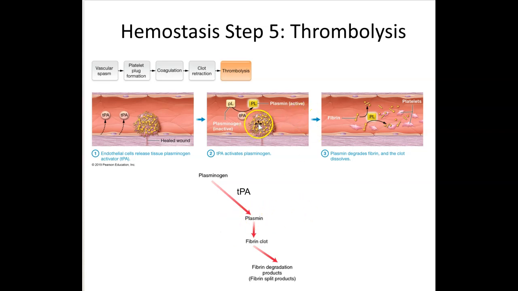And plasmin's job is to attack that clot and break it down. So sometimes we call it a clot buster. So it breaks down that fibrin and it dissolves the clot so that it goes away. And that's critical because we have to be able to get rid of the clot when we're finished so that the area is free of the clot and the blood flow can be restored. So this wraps up our lecture on hemostasis.